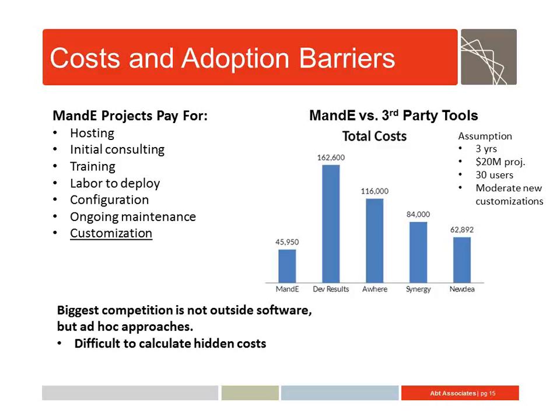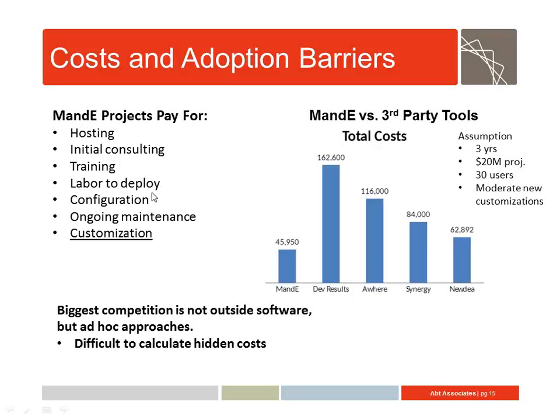Because it's an app product, we're not paying for licenses. We are paying for labor to configure it and hosting and things like that. Depending on what parameters your project is and how many users and things like that, we generally want it to be less expensive to use MandE. But projects have to pay for particular pieces of it.